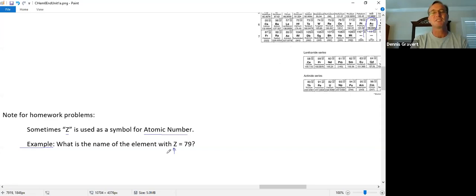So just be aware that if you see a homework problem specifying a Z number, it's talking about the number of protons. The atomic number. All right, that's plenty for now.